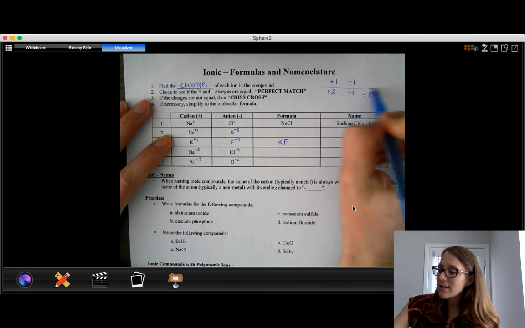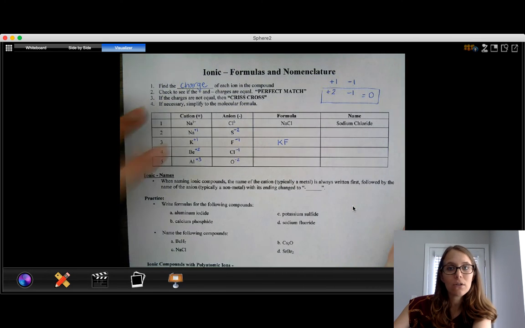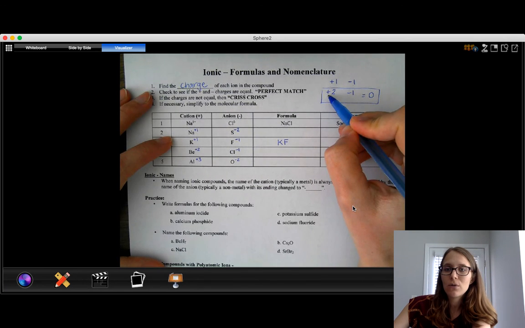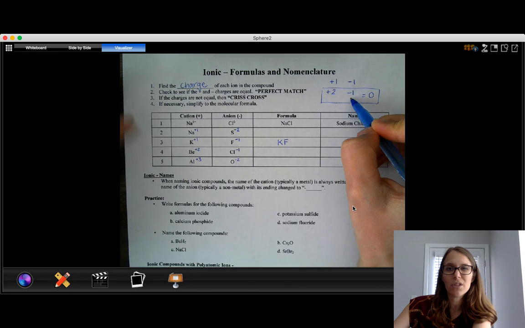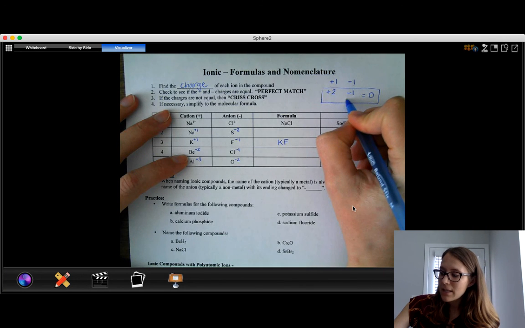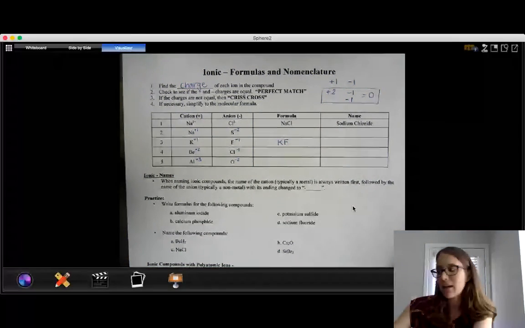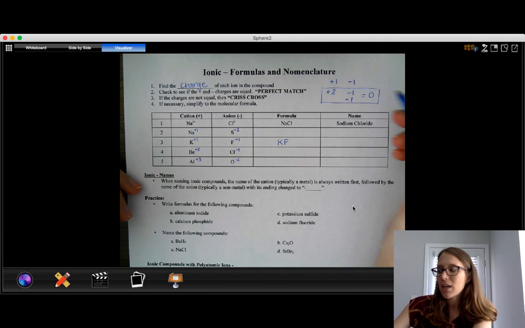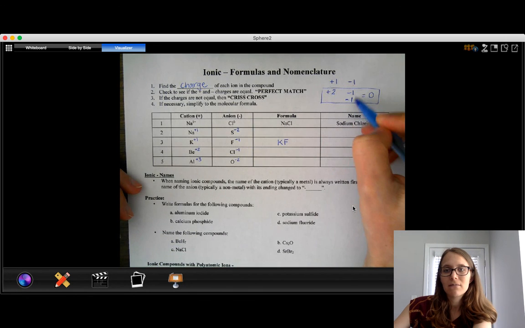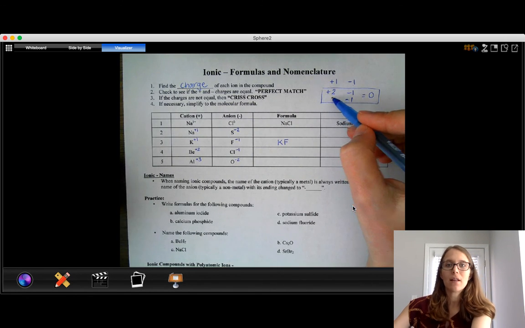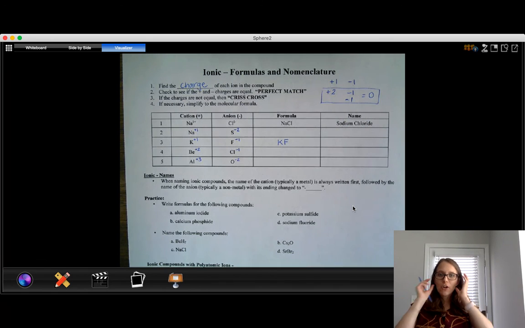If we look at this example, I have to alter this a little bit to turn it into a 0 for the end. +2 minus 1 leaves me with just +1 right now. I would need to have another -1 so that I have 2 positives and 2 negatives to get to 0. What that tells me is whatever this element is, I need 2 of them to balance out with 1 of this element so that they perfectly match each other.